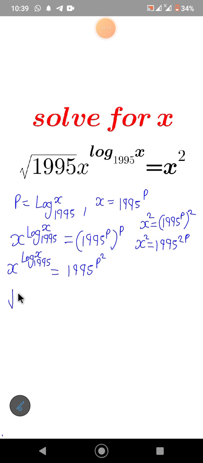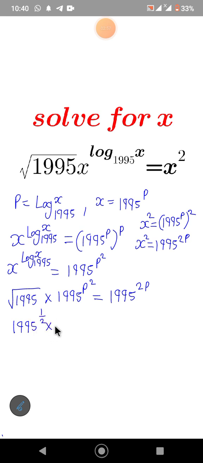The next thing I'll do now, I will say that this now is the square root of 1995. I'll write it out: 1995 raised to the power 1 over 2. Then x raised to the power log x base 1995 is 1995 raised to the power of p square, all equal to x square, and x square is 1995 raised to the power of 2p.